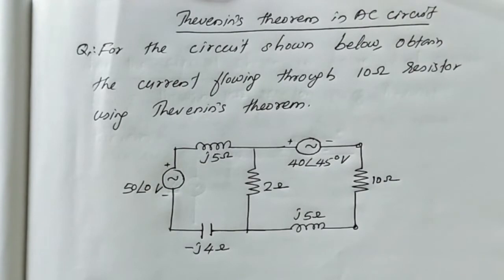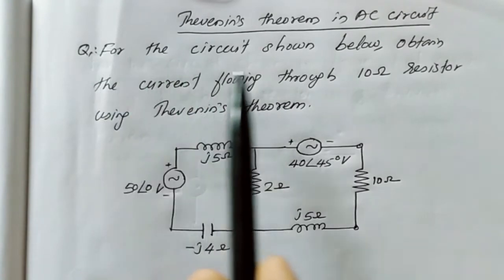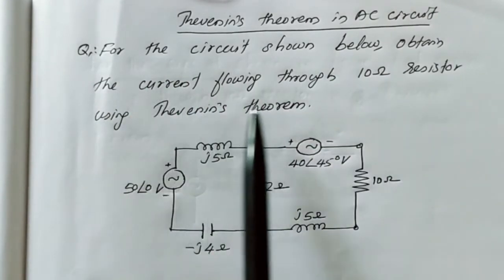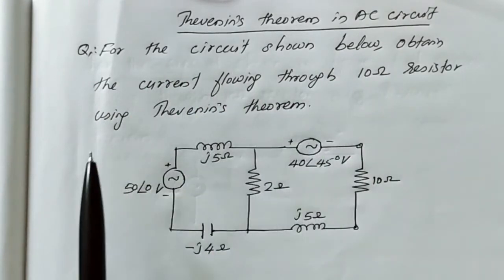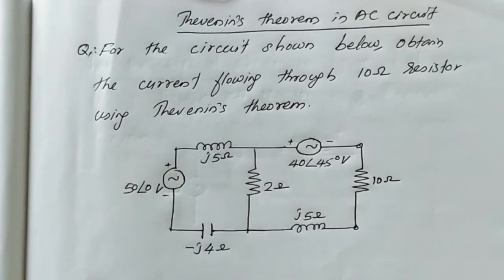In this section, let's see how to apply Thevenin's theorem in an AC circuit. For that, let's consider two examples. The first example is this one. For the circuit shown below, obtain the current flowing through the 10 ohm resistor using Thevenin's theorem. Here we are interested in the magnitude of current flowing through the 10 ohm resistor.